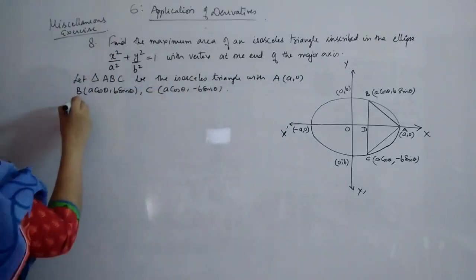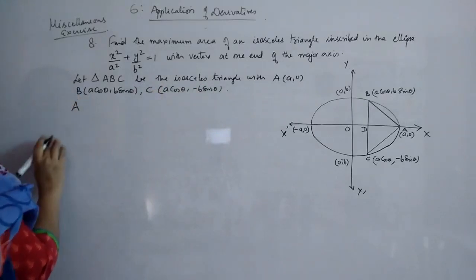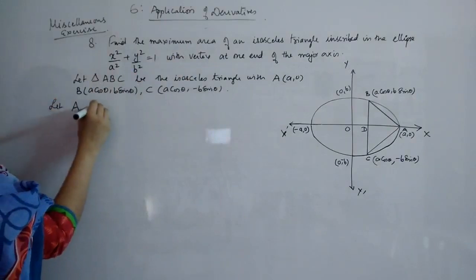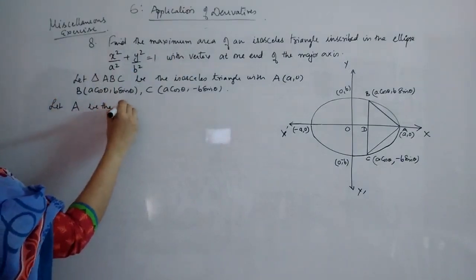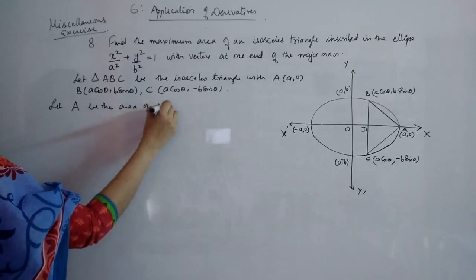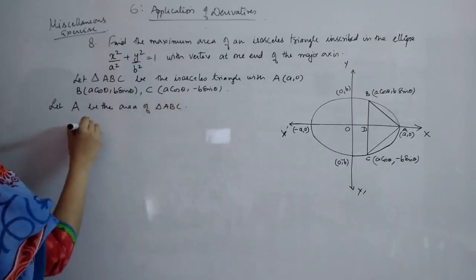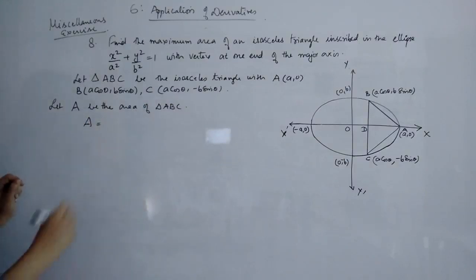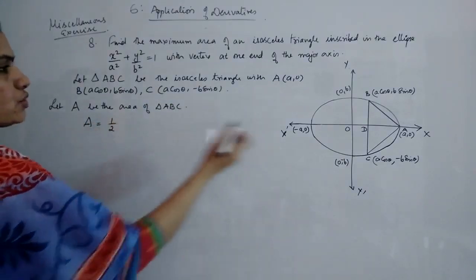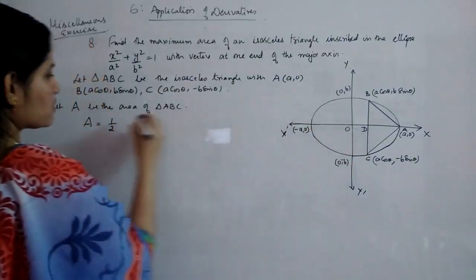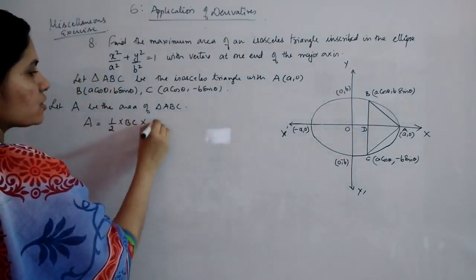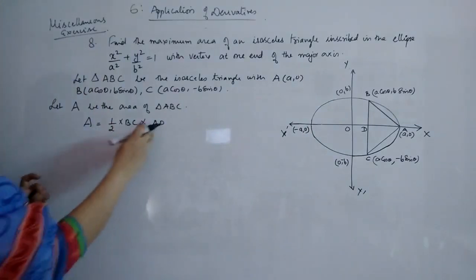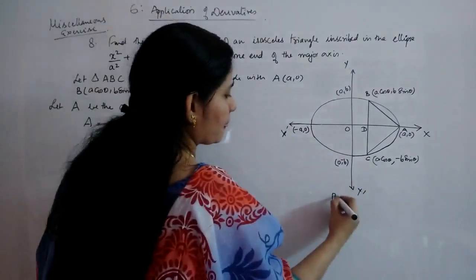Now let capital A be the area. We have to maximize the area. We start with the area using the half base into height concept: half into BC into AD for the triangle. Now what will be BC and AD? We will just see.